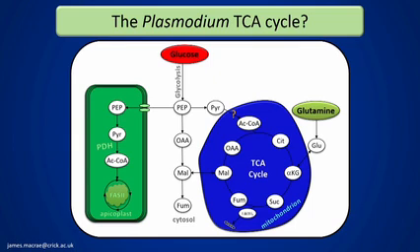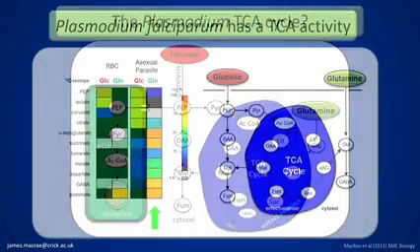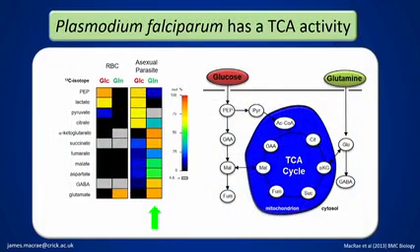For this reason, for many decades, people thought that there was no TCA cycle in Plasmodium falciparum, but actually, all of the other enzymes are there for the TCA, so why are they there if it's not doing a TCA cycle? So we wanted to investigate that, and we've done that by doing stable isotope labeling.